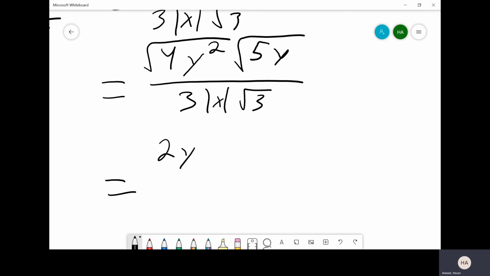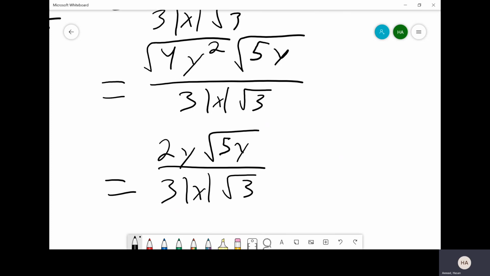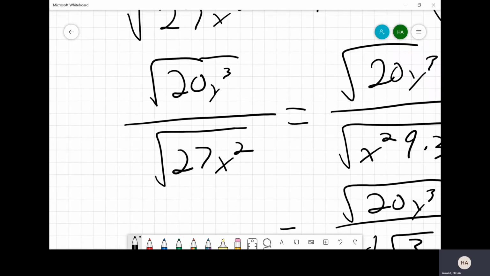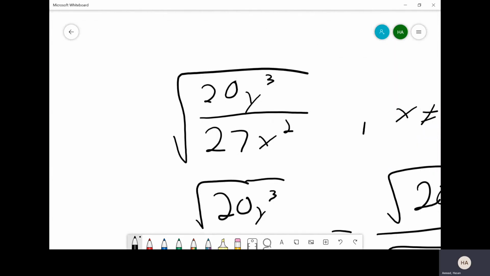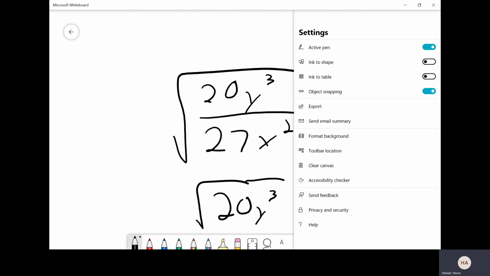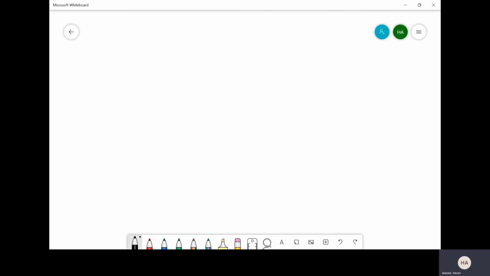So 2y, and we know that nothing else is happening to this square root of 5y, right? So that's done. All over 3 times the absolute value of x times the square root of 3. And this is your final answer. You are finally done with simplifying this monster over here that we started with. Okay? So hopefully that makes sense to you guys. All right, let's go ahead and clear this off and continue.